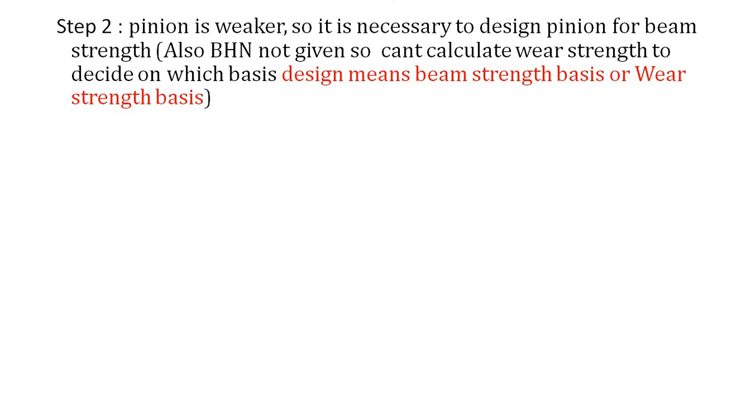Step second, pinion is weaker, so it is necessary to design on the basis of pinion. But another important thing is that we need to decide whether we are going for the beam strength calculation or wear strength calculation. In this case, value of BHN is not given, so we can't go for the wear strength basis. So we'll design on the basis of beam strength. If value of BHN is given, then we must go for the wear strength also.